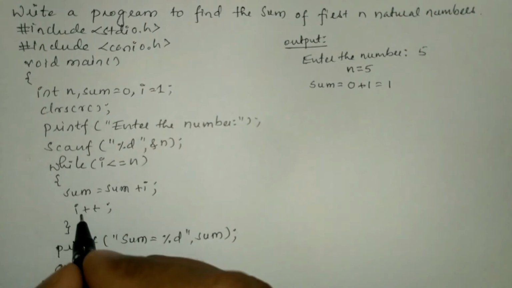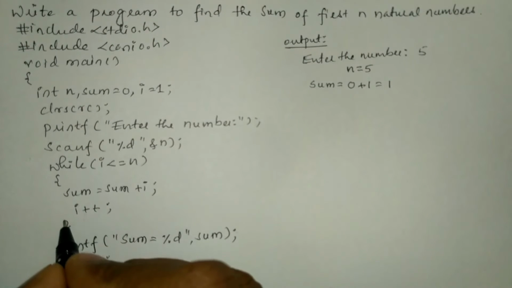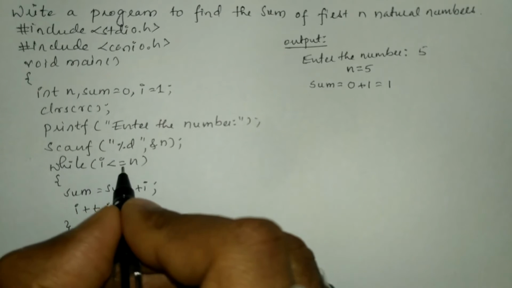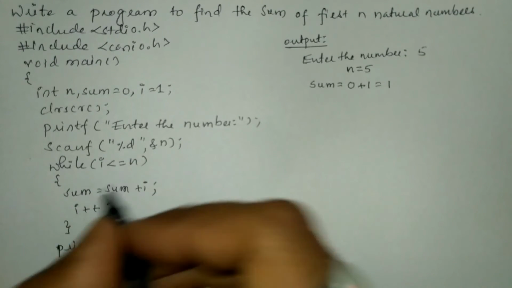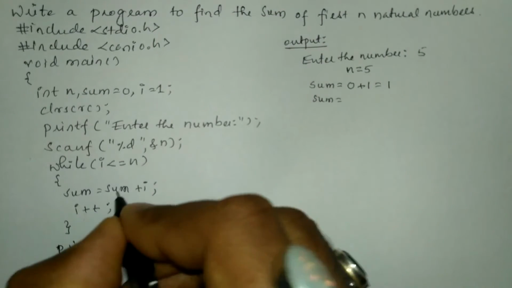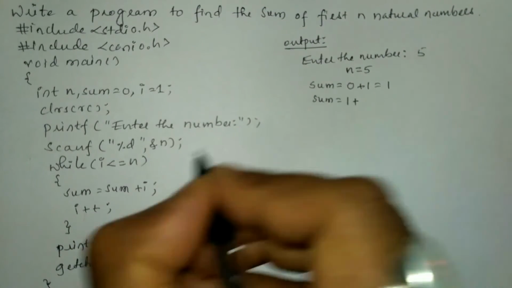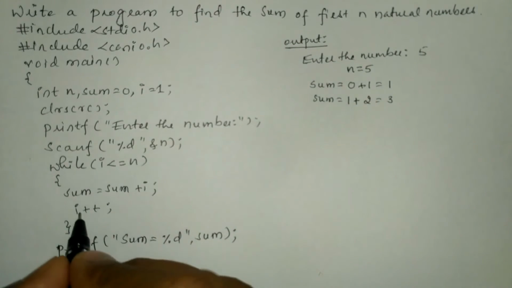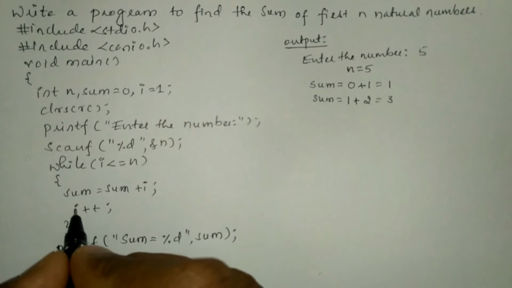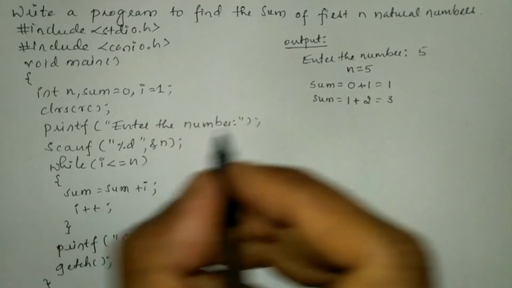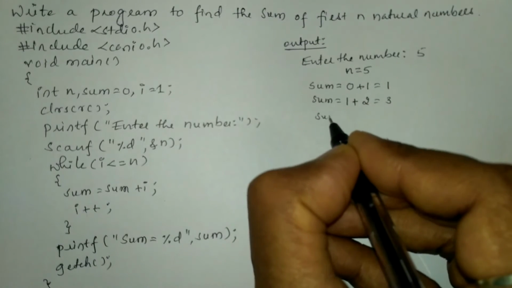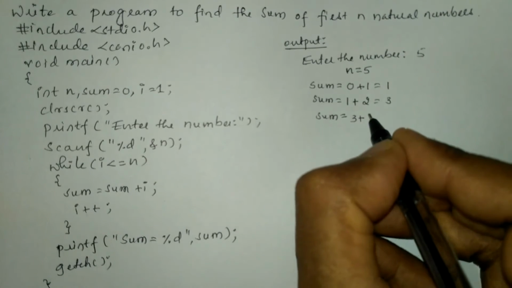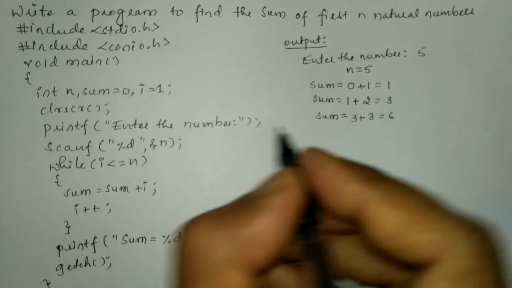By incrementing the value of i by 1, that is i plus plus, again control transfers to while loop. Now i value is 2. 2 is less than or equal to 5. Yes, condition is true. Once again sum is equal to, now sum value is 1, 1 plus i value 2. So 1 plus 2 is 3 will be stored in sum. Again it is going to increment the value of i by 1. Now i value is 3. Again control transfers to while. 3 is less than or equal to 5. Yes, condition is true. Then sum is equal to sum, now sum is 3 plus i value is 3. So 3 plus 3 is 6 will be stored in sum.